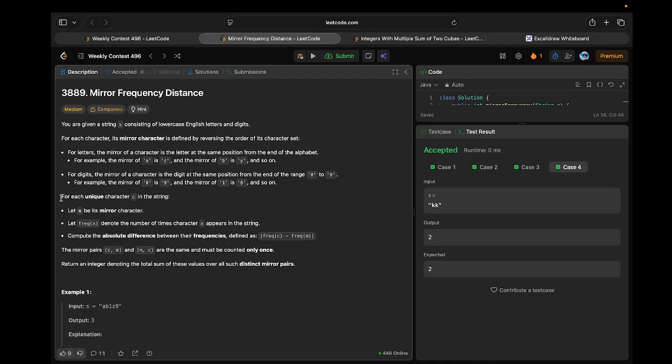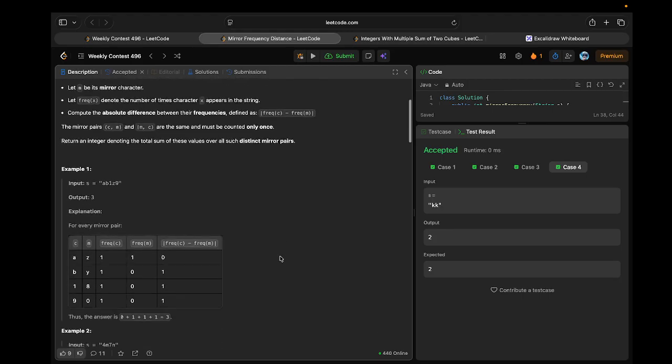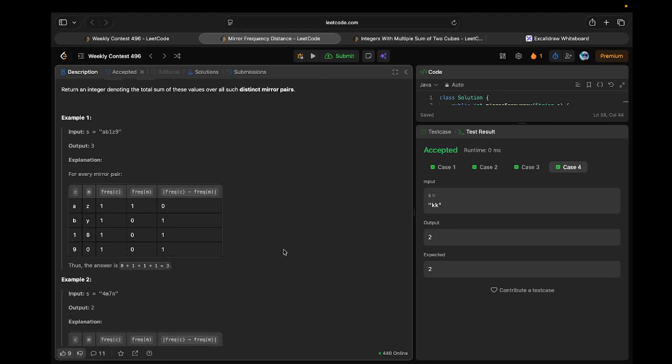So for each unique character c in the string, let m be the mirror character. Frequency denotes the number of times x appears in the string. Got it? Compute the absolute difference between their frequencies. And the important thing: the mirror pairs are the same and must be counted only once. So this is the problem statement, and what are they asking, right?